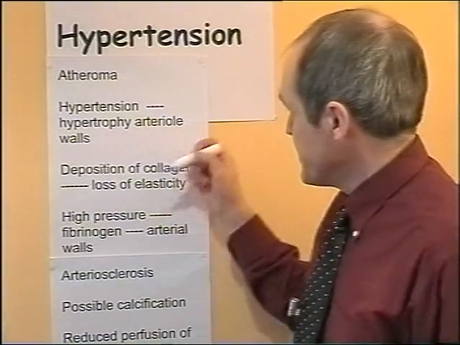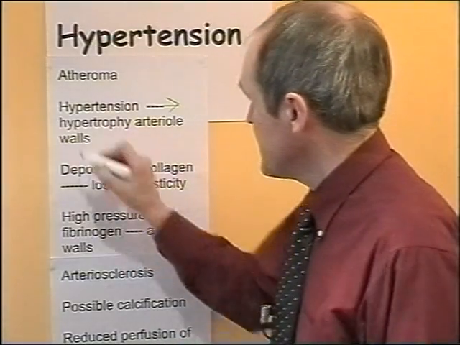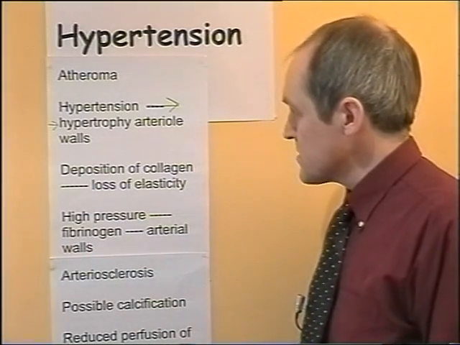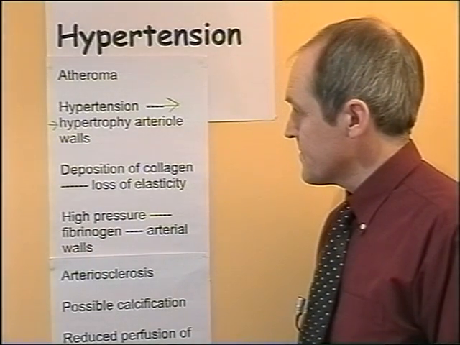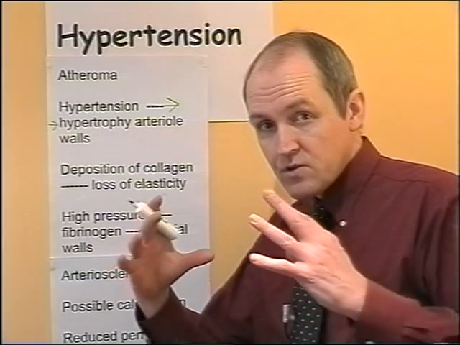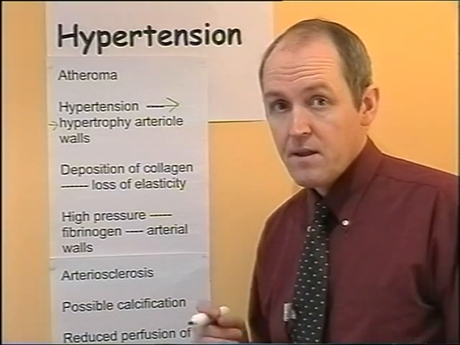Smooth muscle and connective tissues are affected by hypertrophy. So the hypertension leads on to hypertrophy of arterial walls. These effects are also going to reduce the lumen. Because the vessels are swollen, the lumen of the arterial vessels can become narrowed.